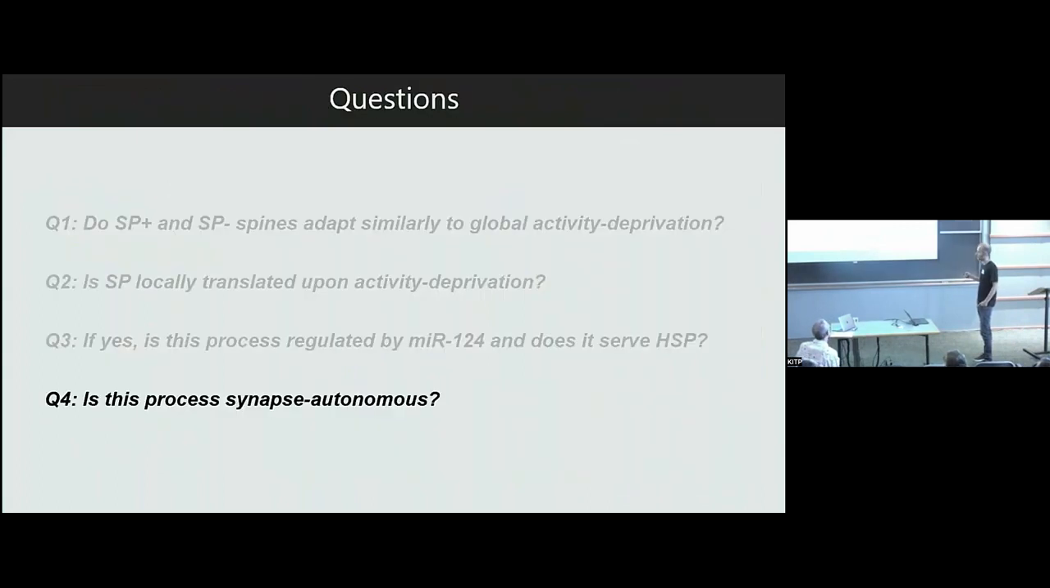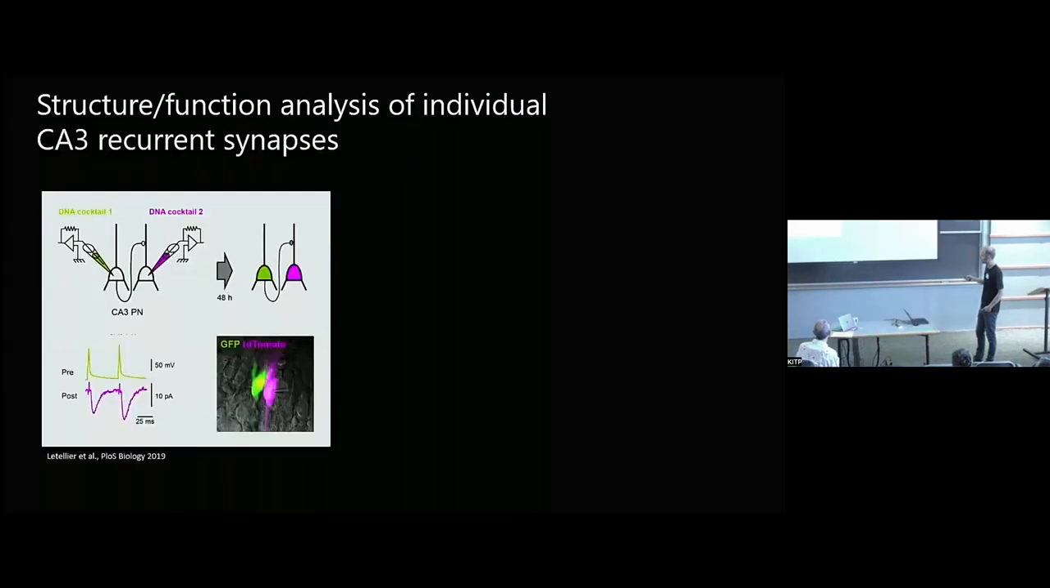The last question, and these will be the last slides, was to see if this process was synapse autonomous. So can we trigger the homeostatic response simply by altering synaptic activity locally, rather than spiking rates at the level of the cell body? To do that, we used an approach that I developed previously in a study in collaboration with Yukiko Goda.